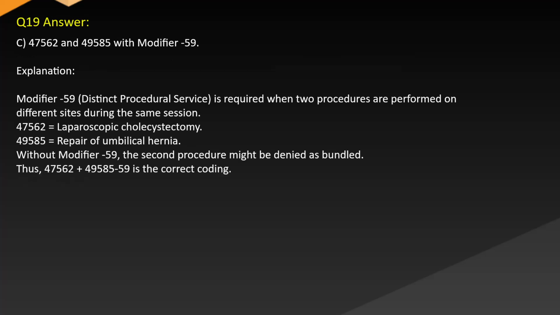Answer: C. 47562 and 49585 with modifier -59. Explanation: Modifier -59, distinct procedural service, is required when two procedures are performed on different sites during the same session. 47562 is laparoscopic cholecystectomy. 49585 is repair of umbilical hernia. Without modifier -59, the second procedure might be bundled. Thus, 47562 plus 49585 with -59 is the correct coding.